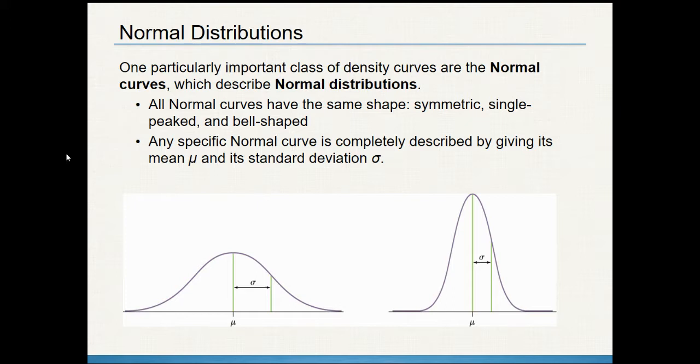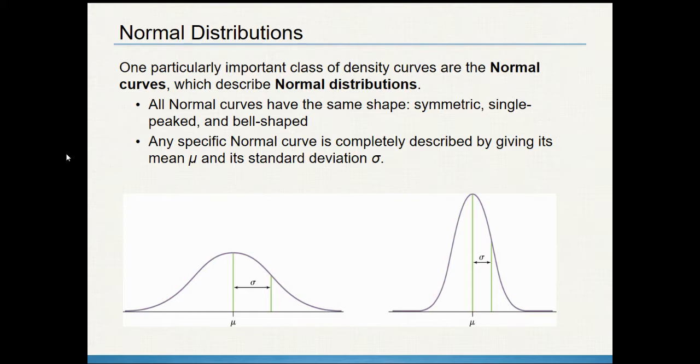Normal distributions. One particularly important class of density curves are the normal curves, which describe normal distributions. All normal curves have the same shape. They're symmetric, single-peaked, and bell-shaped. Any specific normal curve is completely described by giving its mean mu and its standard deviation sigma.